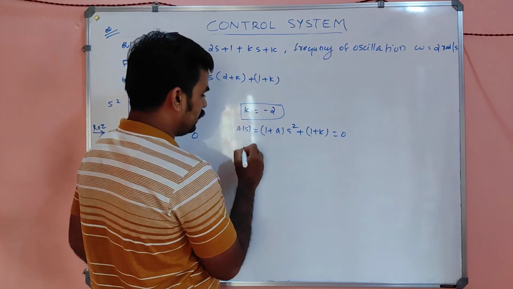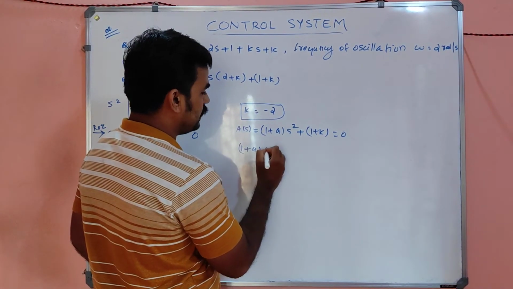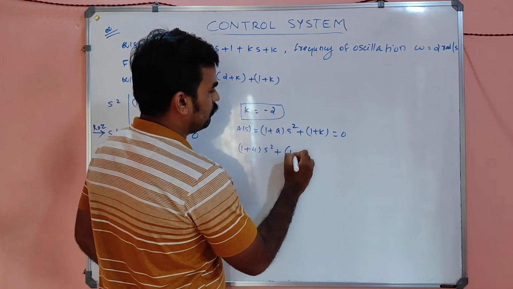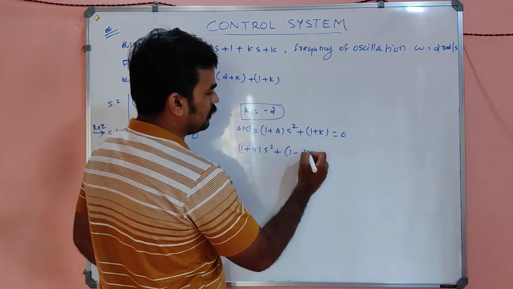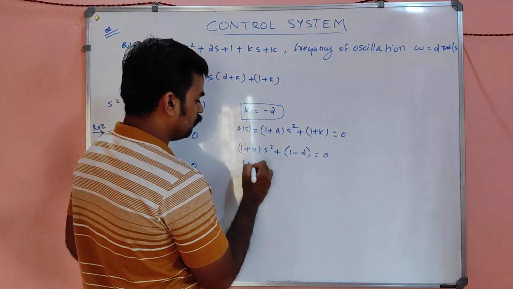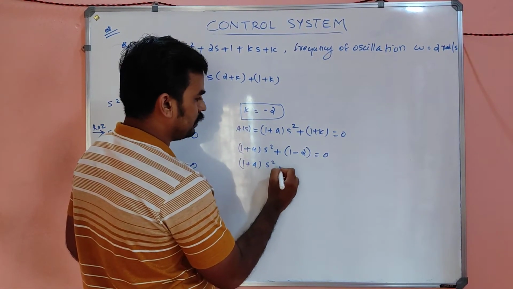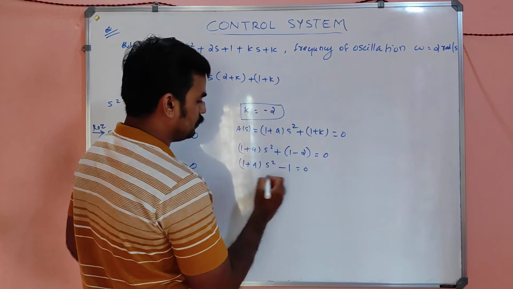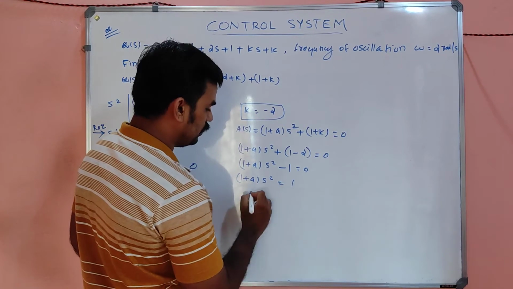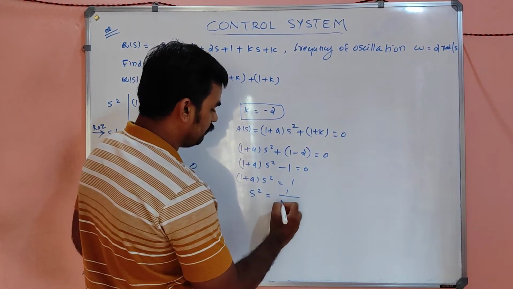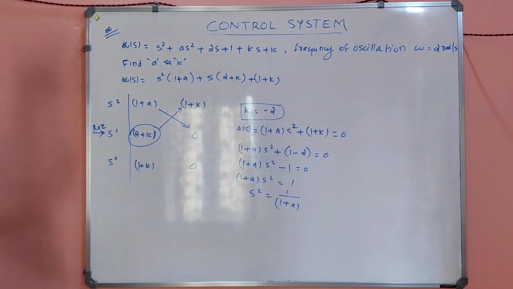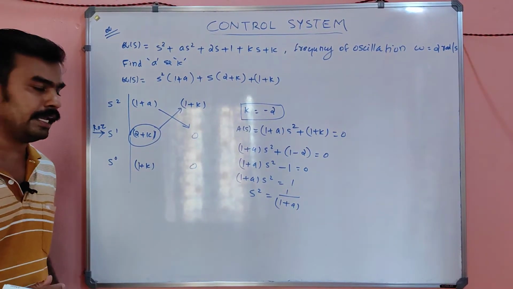So now we can say (1 plus A) into s square plus 1 minus 2, correct now? K is equal to minus 2, right? Equal to 0, which implies (1 plus A) into s square minus 1 equal to 0, or (1 plus A) into s square equal to 1, or s square equal to 1 divided by (1 plus A).